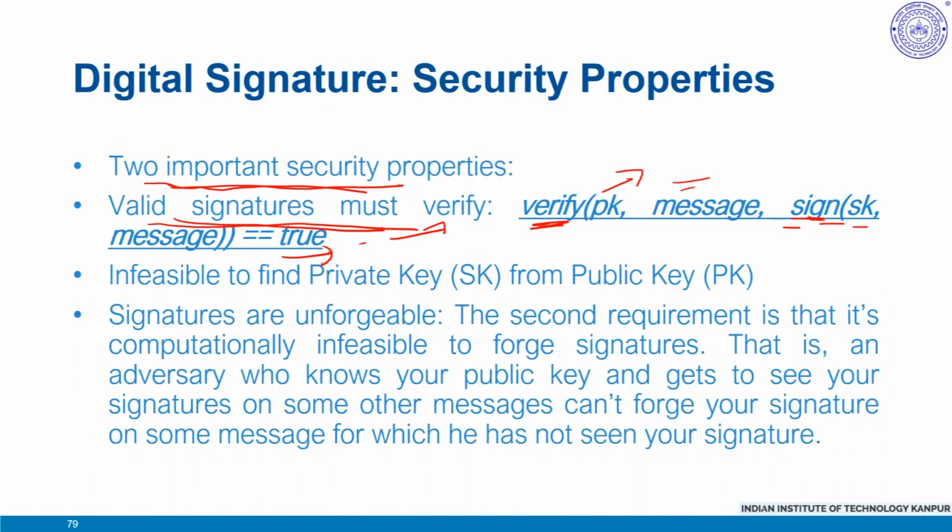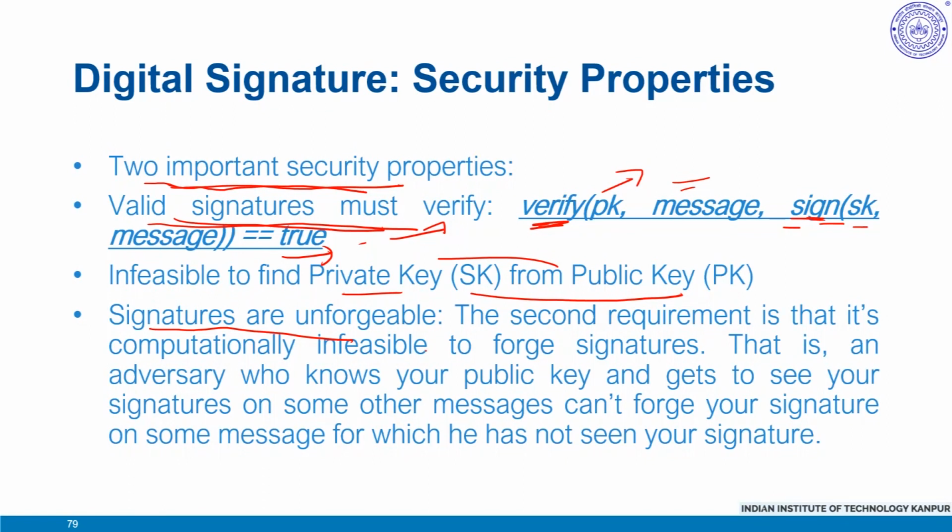So that is one. Second, one should not be able to find the private key using the public key. This should be infeasible. Lastly, and very importantly, the unforgeability. The digital signature should be unforgeable. It should be computationally infeasible to forge signatures. That is, an adversary who knows my public key and gets to see my signatures on some other messages should not be able to forge my signature on some other message for which he has not seen my signature.